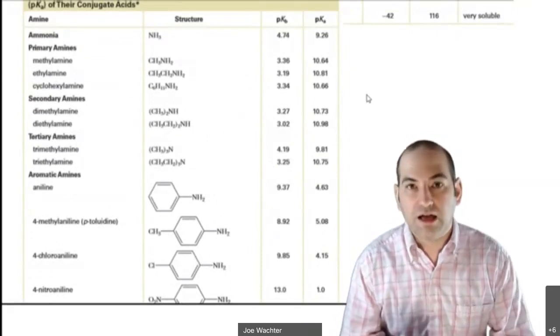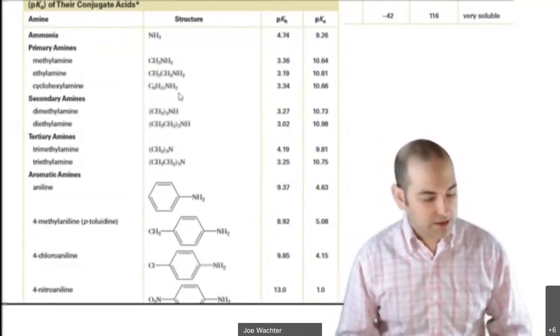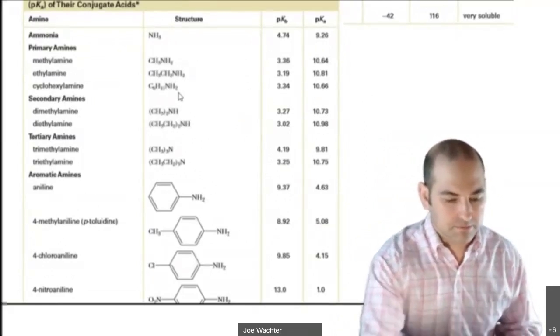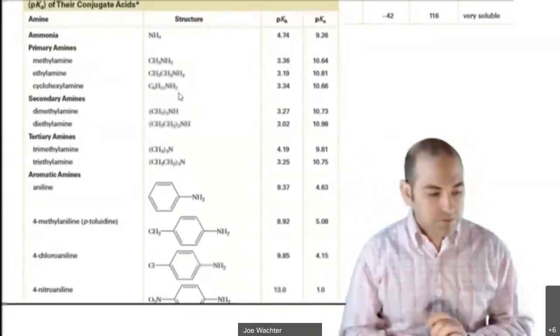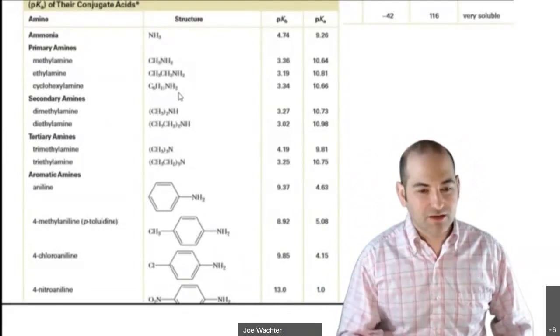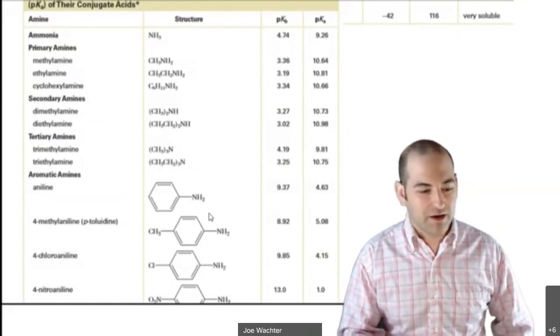So why do you think that is? Why are anilines less basic? Why are these molecules less basic than these top ones? Any guesses? Yes, structure. What about the structure? What is it that's causing that effect? Why are the anilines so much less basic? Yes, the benzene. What about it? What's happening there?